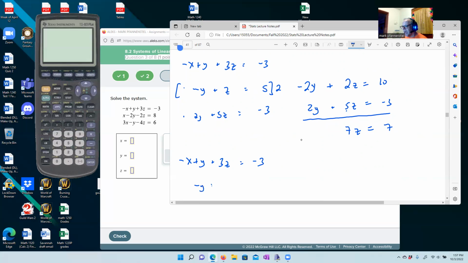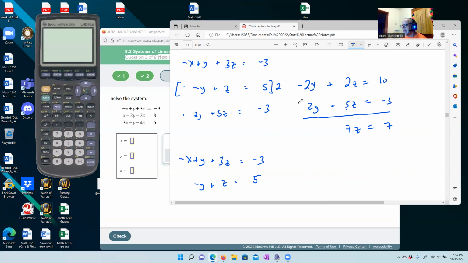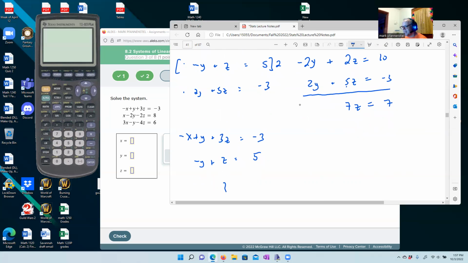We have our -y plus z equals 5. And then let's get rid of that because that's not really a minus there. Okay, so there we go. And then our final thing, we have 7z equals 7. So again, notice we have this nice upper triangular shape.